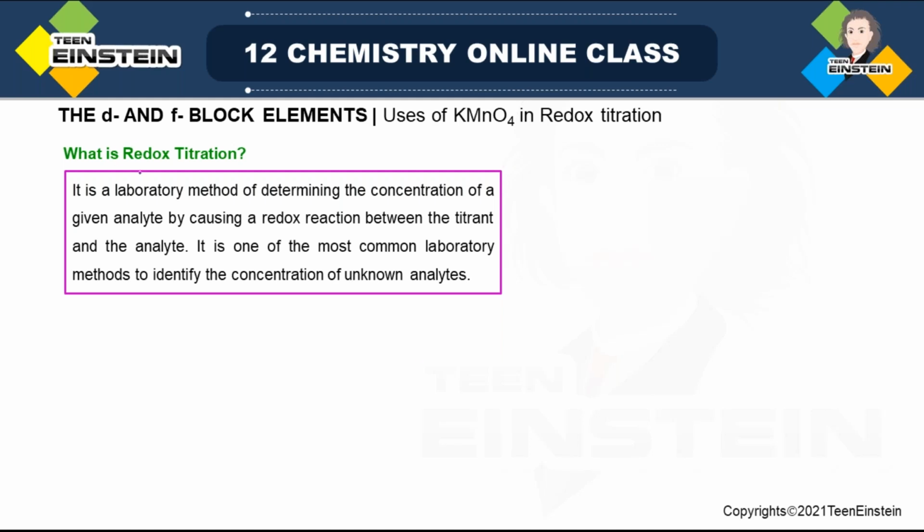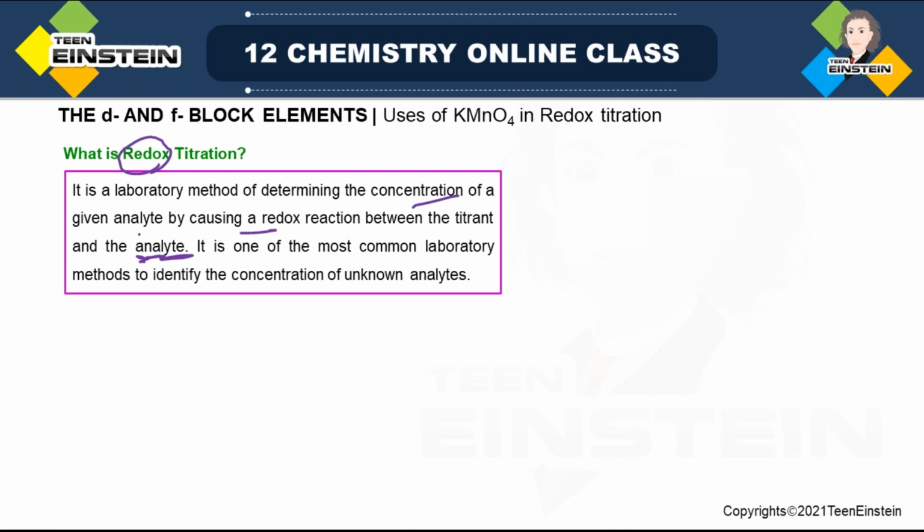The term redox is basically a combination of two terms, reduction and oxidation. That means both will take place simultaneously. If it is A plus B, that is two reagents reacting with each other, one will be reduced and the other will be oxidized. It is a laboratory method for determination of the concentration of a given analyte by causing a redox reaction between the titrant and the analyte.